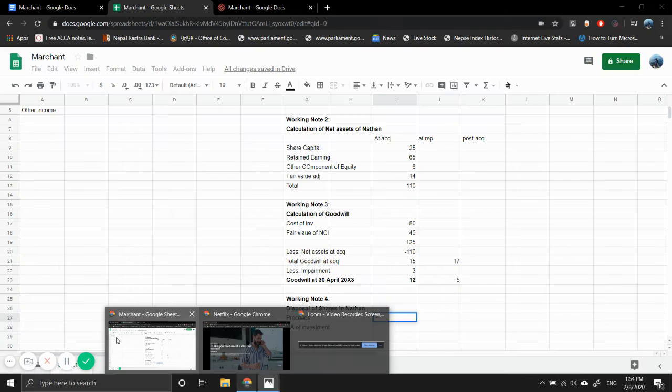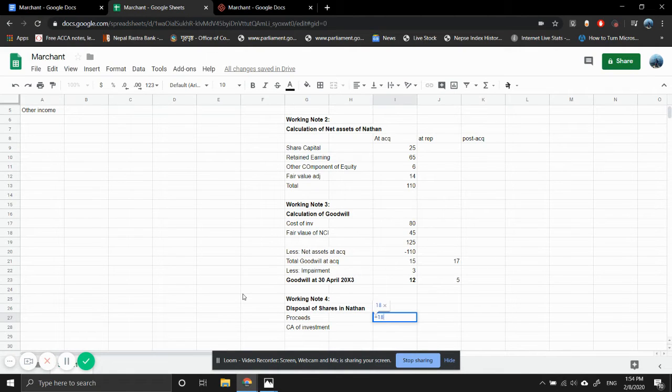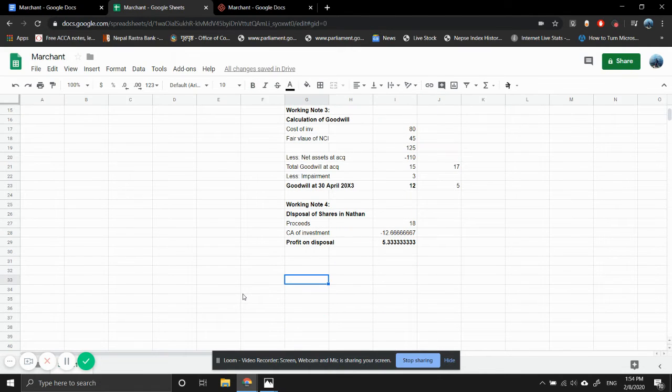So how much are we giving them? 18 million is that, and then after that 8 divided by 60 into 95. So 60% is 95, that means 8% will be 12.67. So this will be minus. So what we will do is this plus this, this will be profit on disposal. Control is not lost, so it's not a big event.